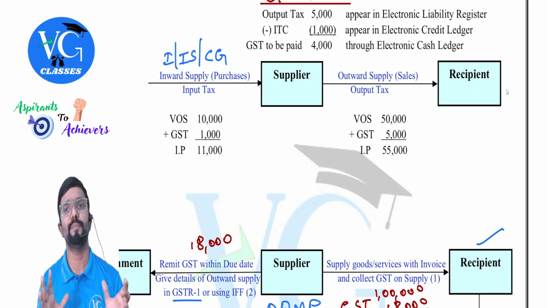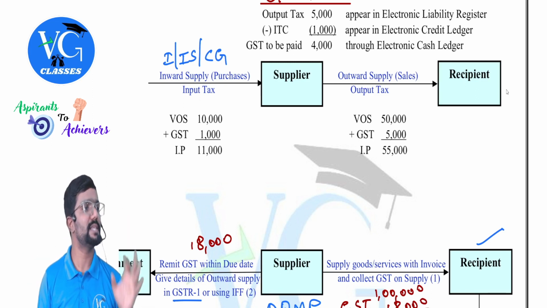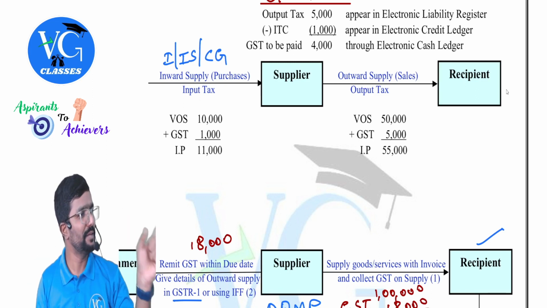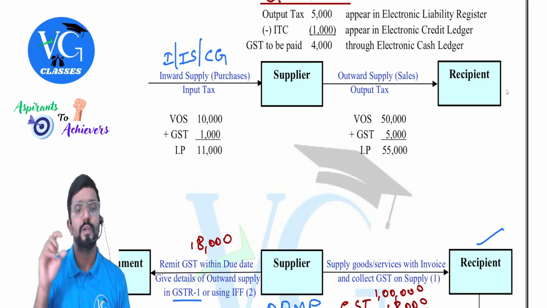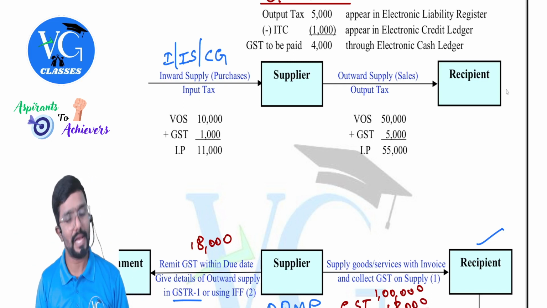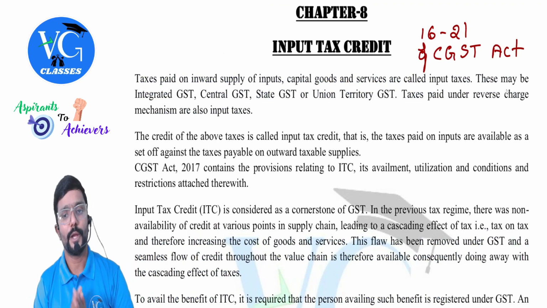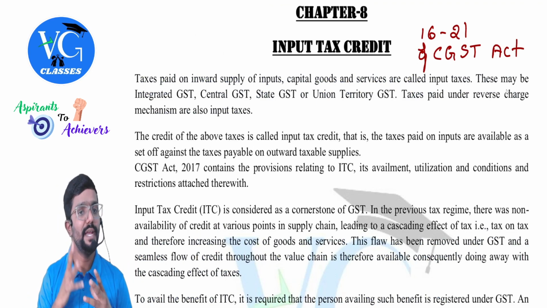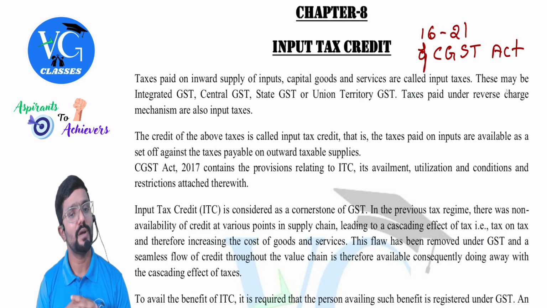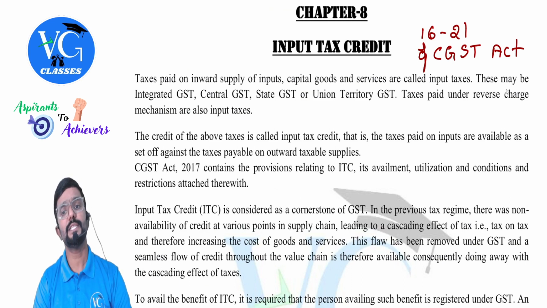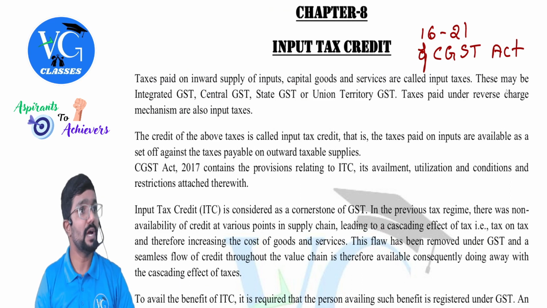Guys, let me keep it simple. The words used in the law are input and capital goods, but input means raw material or goods, whereas capital goods means fixed assets. Now, these taxes may be integrated GST, that is IGST, or central GST, that is CGST, or state GST, or union territory GST. Taxes paid under reverse charge mechanism are also called input tax.